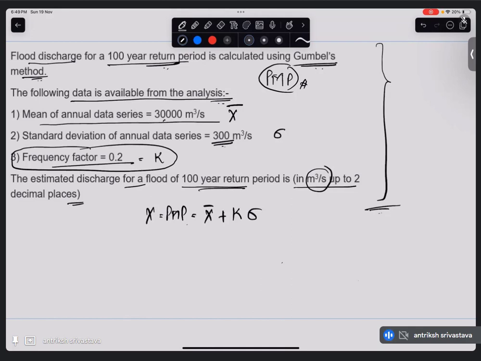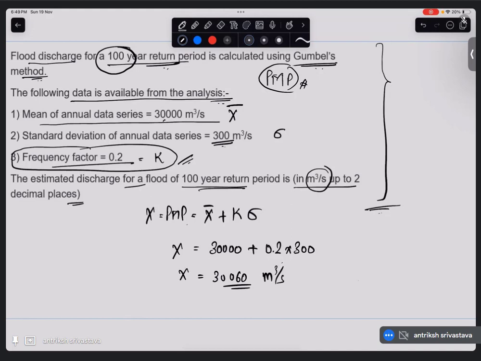Luckily, for your 100-year return period, you are already given your K value, 0.2. Okay, so we just have to substitute into the formula and we can get that. Can you tell me what is the value of X? It is nothing but 30060 meter cube per second.